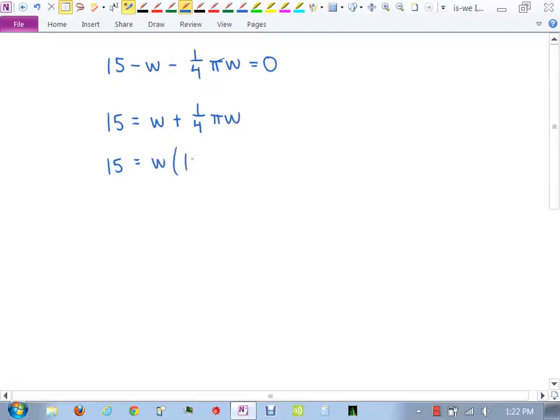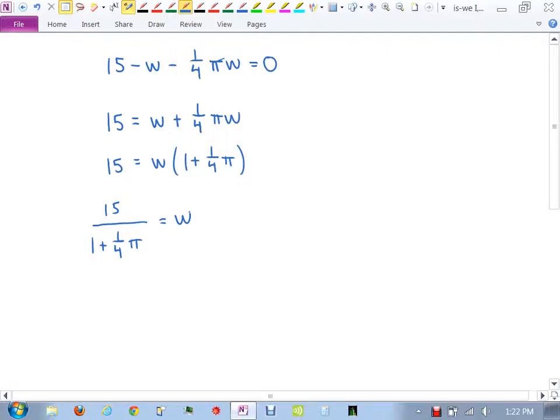Here we go. 15 minus w minus 1/4 pi w equals 0. What I think I'll do is take the two w terms to the other side to make them both positive. I'll factor out a w from both, and I'll divide through by this 1 plus 1/4 pi. Does everyone follow that and agree with that?